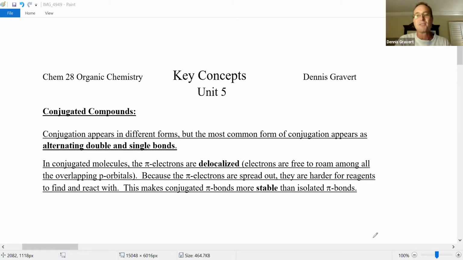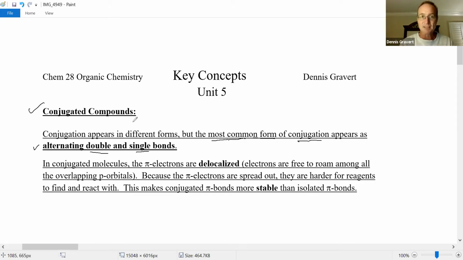Okay, unit 5, we're going to talk about conjugated compounds. And it's another aspect of the alkenes we saw before, but not just alkenes. It can be any pi bond or a couple of pi bonds. So conjugated compounds simply means, well, one simple way is that you have alternating double and single bonds. Now, I should be clear, this is the most common way you can get conjugation, where you alternate a double with a single bond. But that's not the only way. It just happens to be the most common.